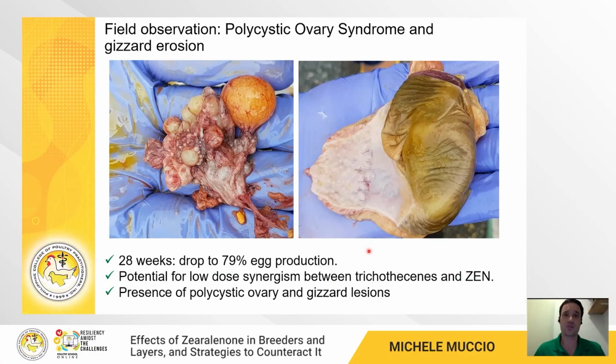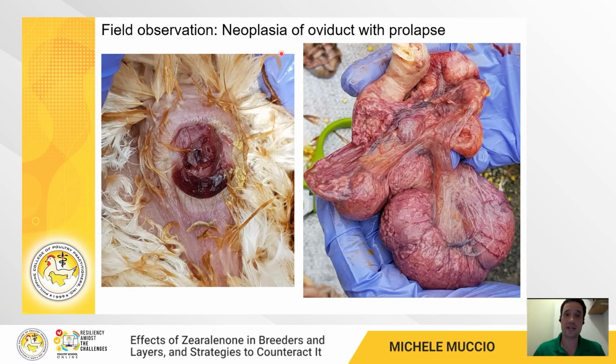So what are the implications of those levels of mycotoxins that I showed you in the previous slides? Well, this customer had a 79% drop in egg production and had those high levels of mycotoxins. When we performed a necropsy, we found polycystic ovary syndrome, and we also found gizzard erosion. Gizzard erosion coming most likely from the trichothecene mycotoxins, like deoxynivalenol and T2. Other symptoms observed in the customer were enlargement of the oviduct with the prolapse that you can see in the two pictures over here.